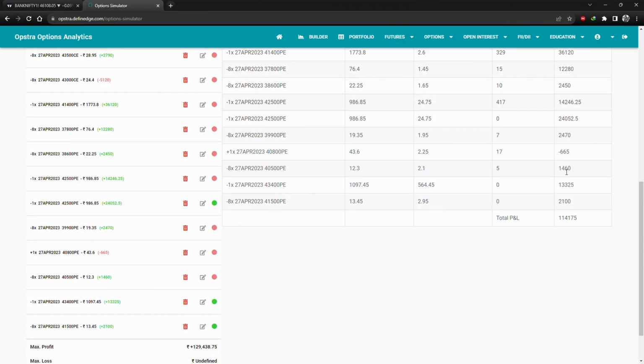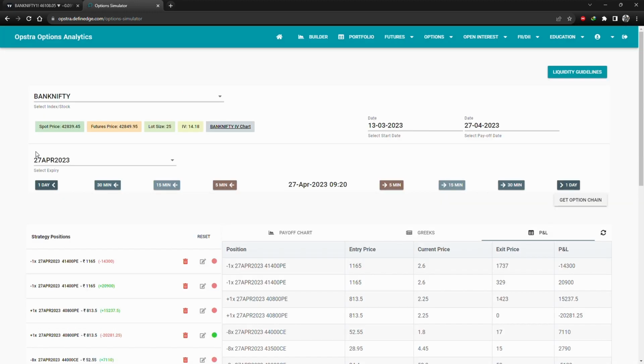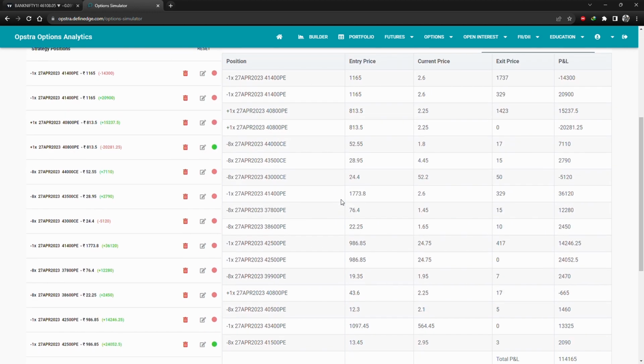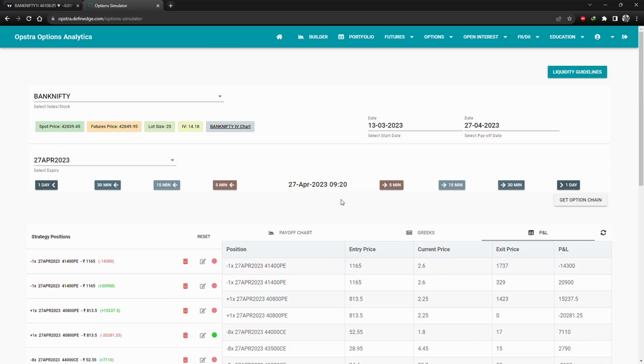Okay, now there are only 3 rupees left. We are going to do an adjustment. And as you can see, the spot price has actually gone up, so we do not have to do any more adjustment. We just need to add 8 lots of put sell.